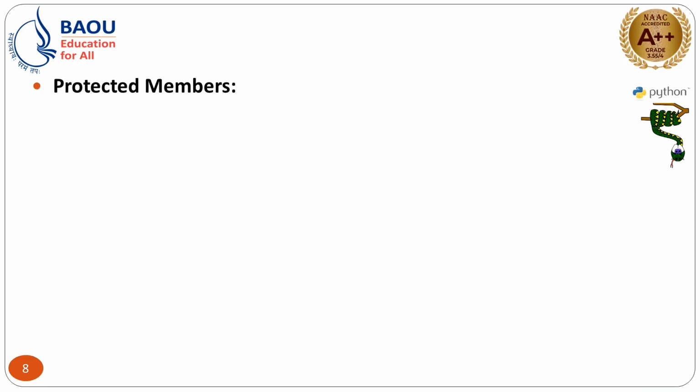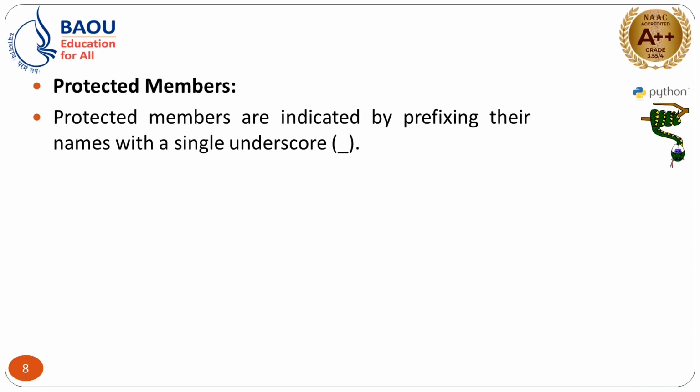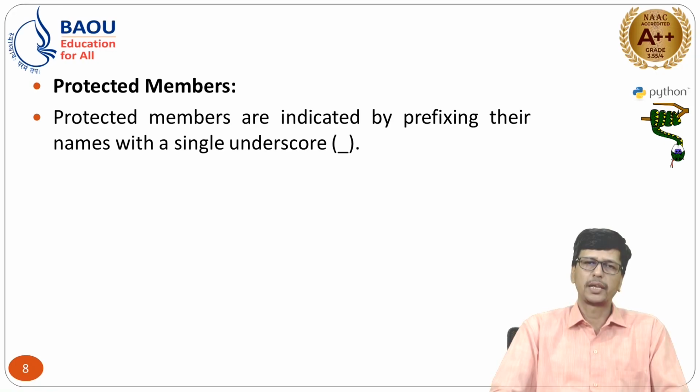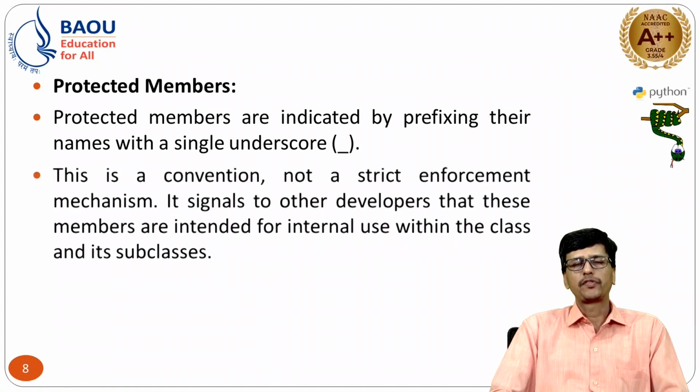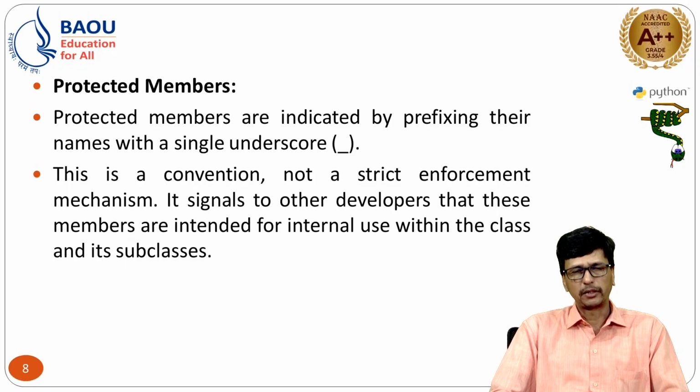Next are protected members. As we have already discussed, there is some restriction: only child classes as well as the class itself can access the methods and attributes. If you want to implement this concept in Python, how can you identify that a particular variable or attribute is protected?